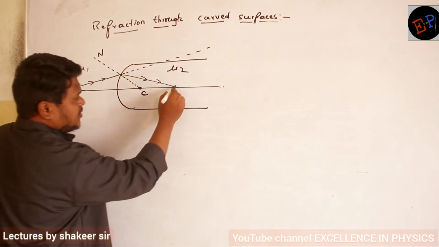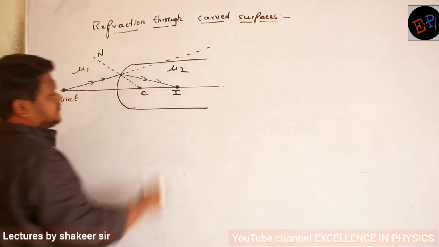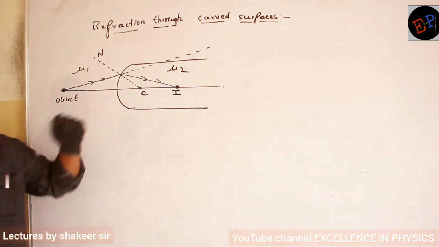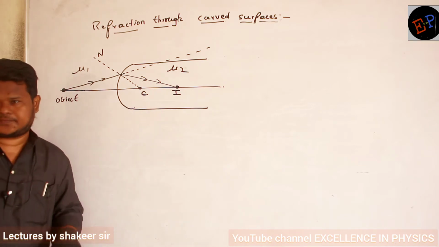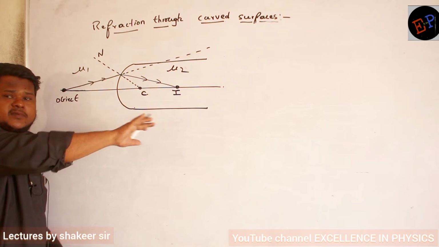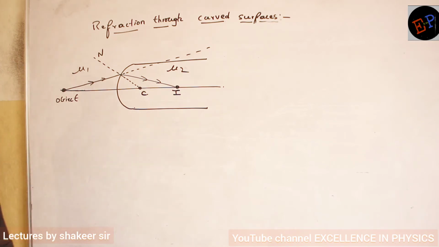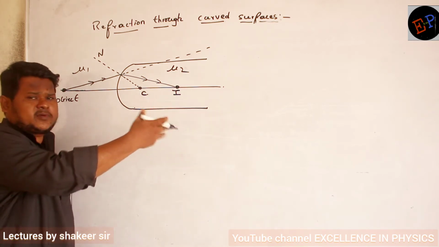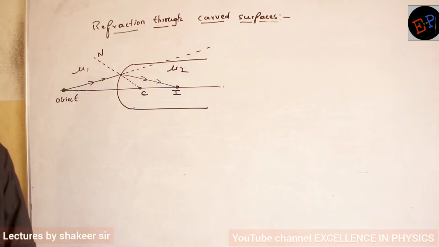So therefore, here the image will be created. And what kind of image is this? This is a real image. And what kind of refracting surface is this? Convex refracting surface. So the same type of diagram you can draw in concave also. Are you able to understand?